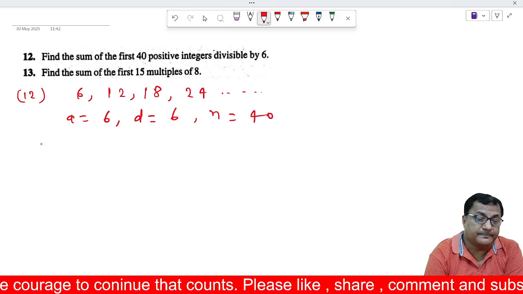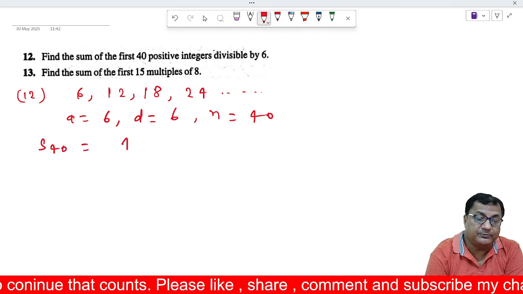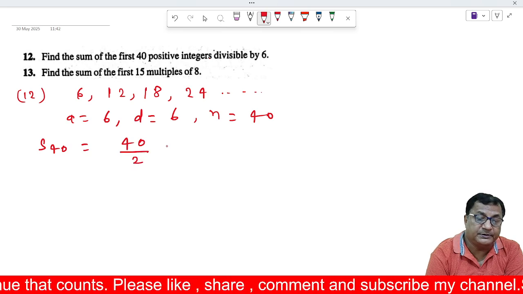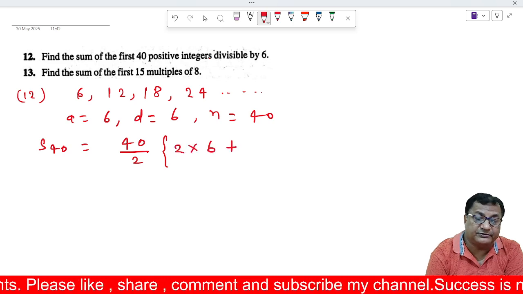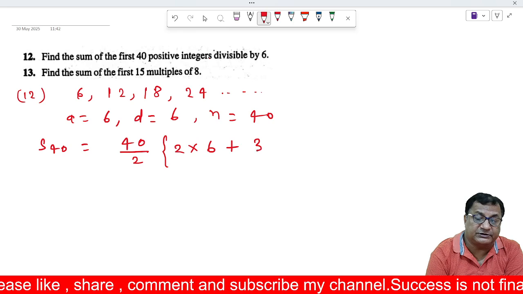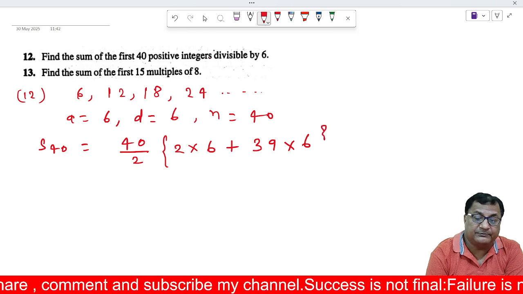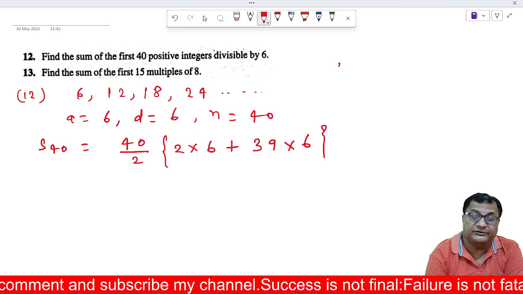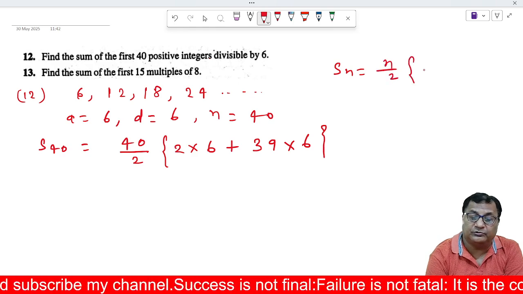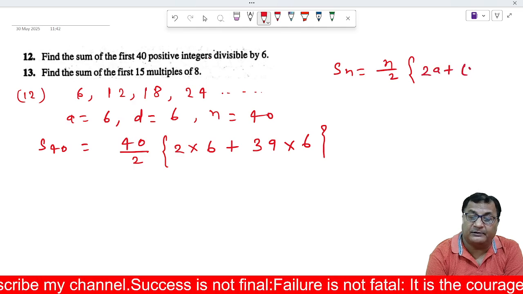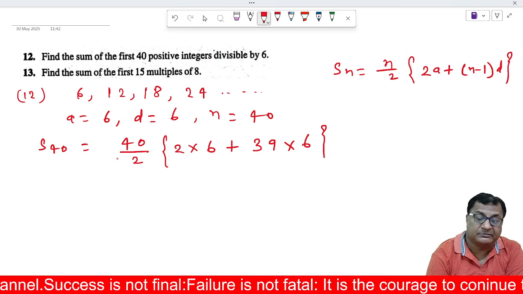So S40 will be, using the formula, 40 by 2 into 2A, means 2 into 6, plus N minus 1, means 39, into D, which is 6. We have used this formula: Sn is equal to N by 2 into 2A plus N minus 1 into D.